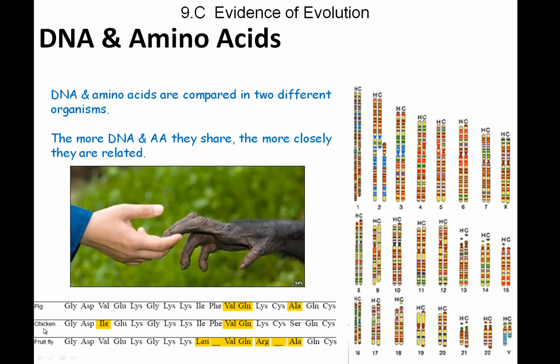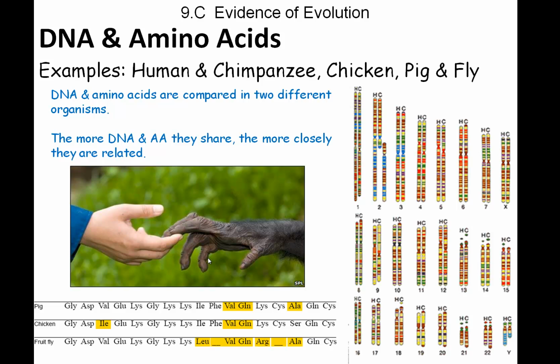And for amino acids, you can look down here at a pig, a chicken, and a fruit fly and see that they are very similar in amino acids. Remember, amino acids make proteins, so the proteins are probably very similar. And then I threw in a picture of a human hand and a chimp hand to show the similarities are not only in the DNA, but also in functionality. They can use their hand the same way we can use our hand, except they're a lot stronger than we are.